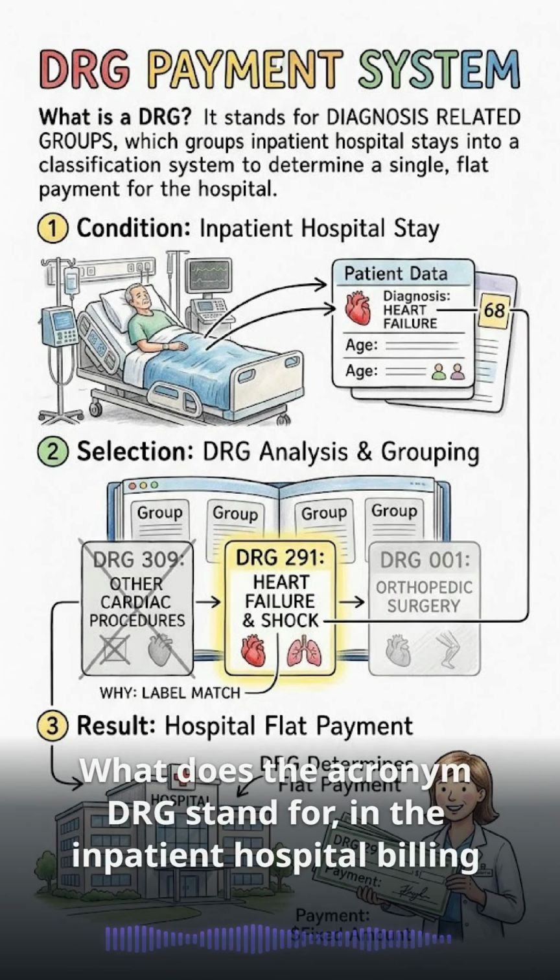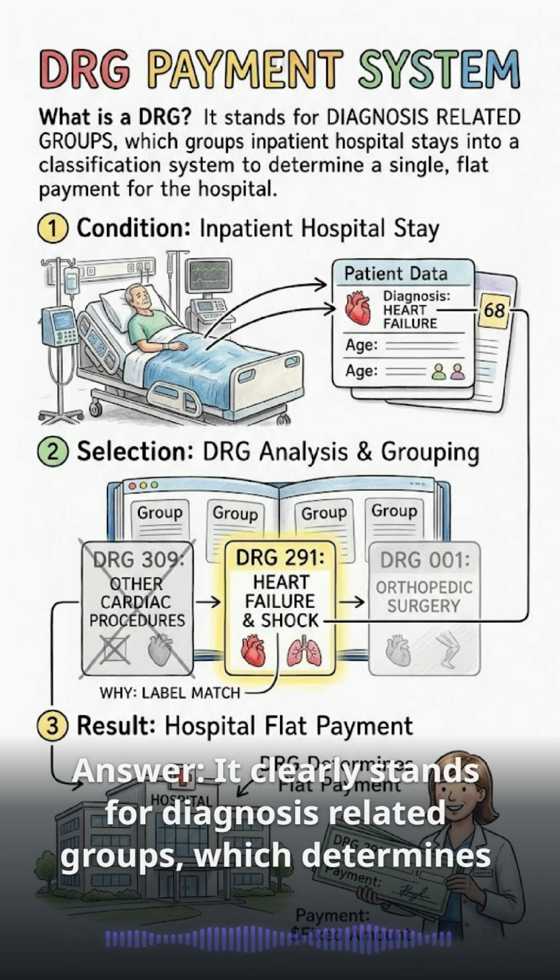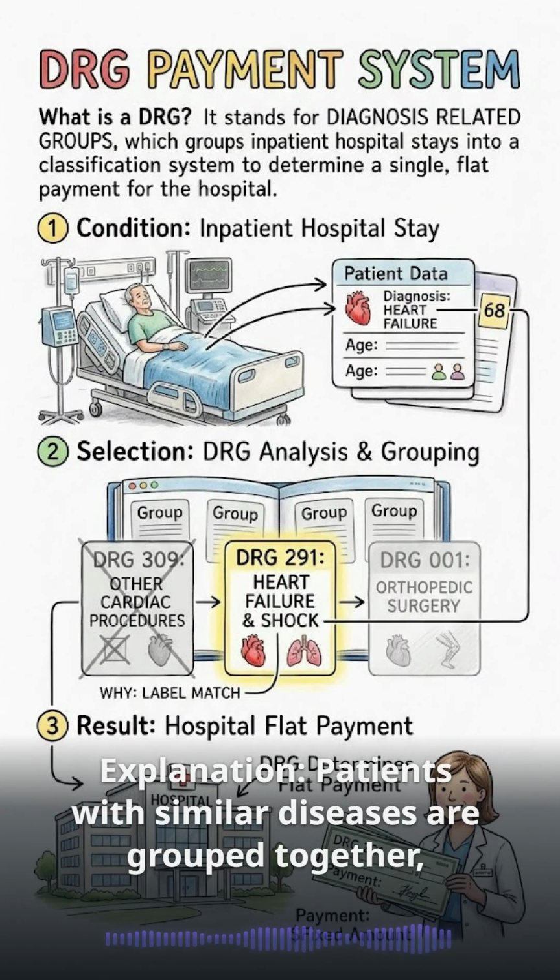39. What does the acronym DRG stand for in the inpatient hospital billing payment system? It clearly stands for diagnosis-related groups, which determines the hospital flat payment amount. Patients with similar diseases are grouped together to calculate a fair and standard payment.